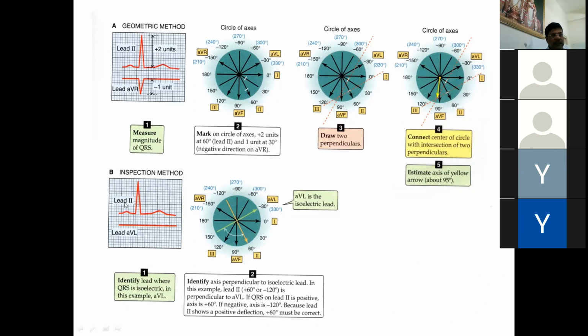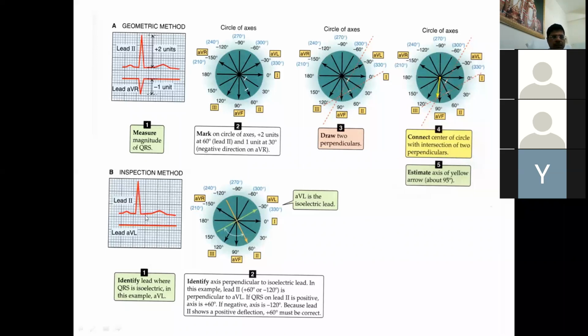Then you have the second method, called the inspection method. So what is this inspection method? You are hearing me in this group? Yes, sir. Okay. The inspection method, again you inspect lead 2.